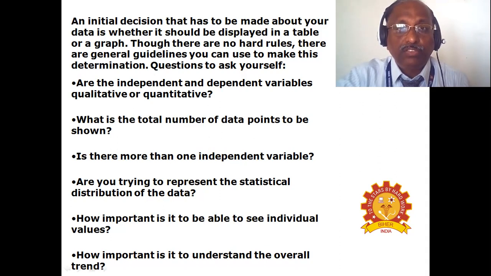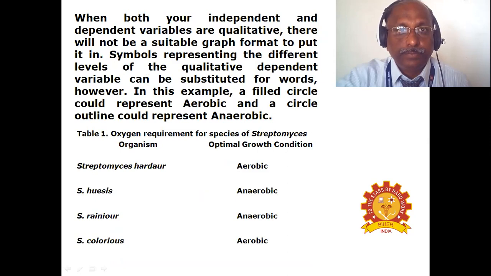So most of these data are derived from the results source, and biostatistical tools or some other mathematical analysis tools can be used to represent the data in the form of a table or graph, and the variables need to be considered here when you are representing your data. When both your independent and dependent variables are qualitative, there will be a suitable graph format to put it in.